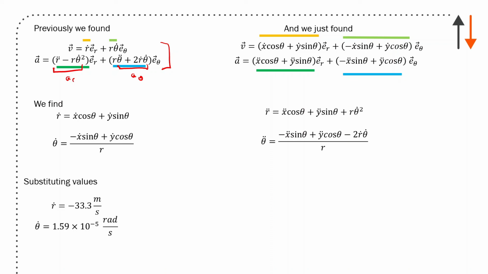Substituting in values, you get r dot equal to negative 33.3 meters per second. Theta dot is equal to 1.59 times 10 to the minus 5 radians per second. R double dot is equal to minus 5.1 meters per second squared. Theta double dot is 9.35 times 10 to the minus 6 radians per second squared. Honestly, in this problem, it's basically straight line motion because they're not changing very much yet. I'd probably have to do one which is closer to the radar to make that happen.